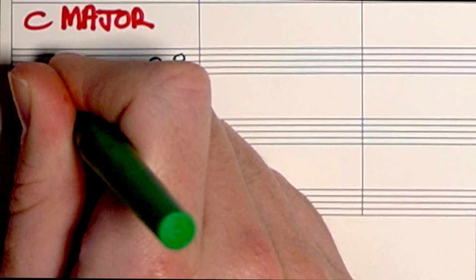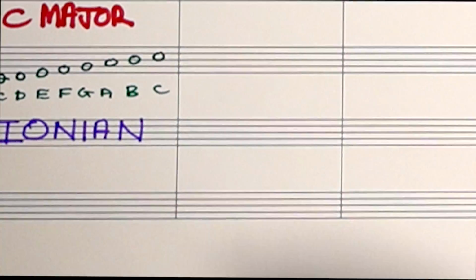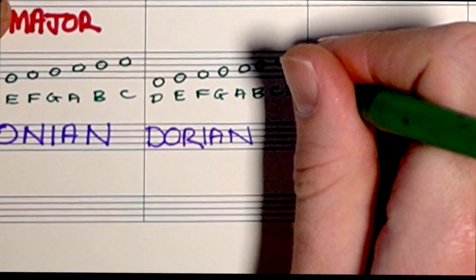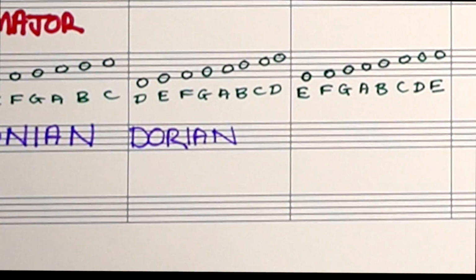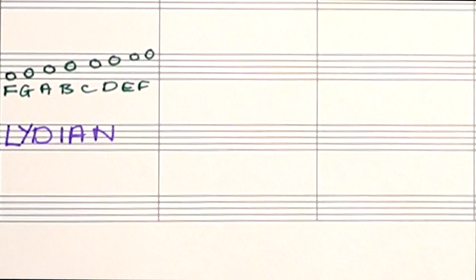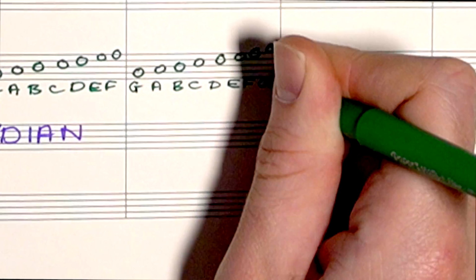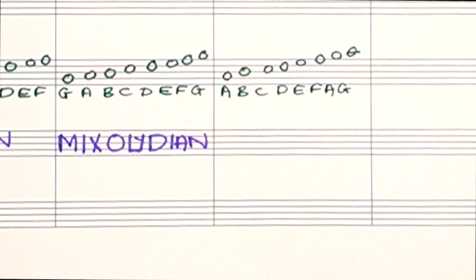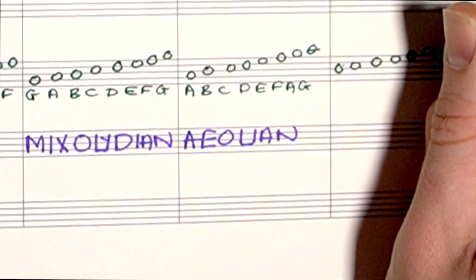First we got C major or C Ionian. Second up, D Dorian. Don't forget about E Phrygian. F Lydian. G Mixolydian. A Aeolian or A natural minor. And finally, B Locrian.